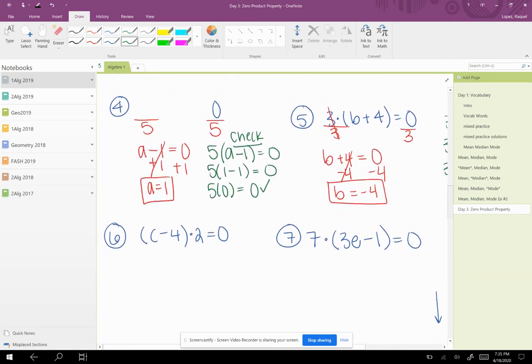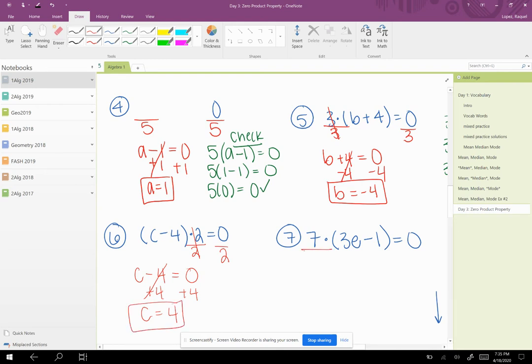Okay, let's look at 6. So for 6, start off, let's divide both sides by 2. Divide both sides by 2, so I get c minus 4 equals 0 divided by 2 is 0. Add 4 to both sides. So here, c is going to equal 4.